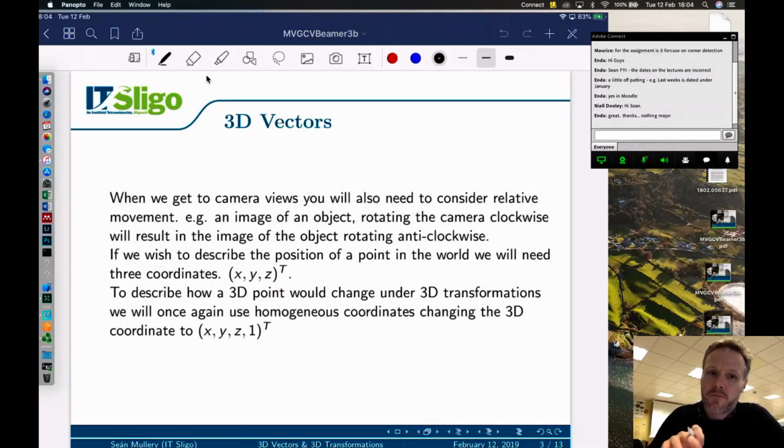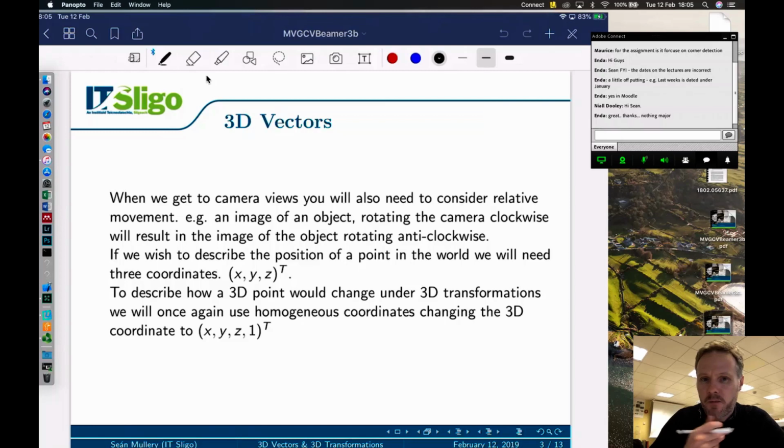So what I mean by relative movement is that if we have an image of an object and we rotate the camera in a clockwise direction, what will happen is that the result is that the image of the object will appear to be rotating in an anti-clockwise direction. So you need to be aware of what is moving and what the effect is going to be, so that you make sure you keep all those things straight.